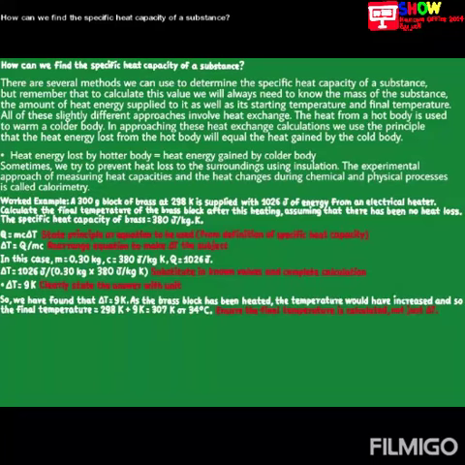Worked example: a 300-gram block of brass at 298 Kelvin is supplied with 1026 joules of energy from an electrical heater. Calculate the final temperature of the brass block after this heating, assuming that there has been no heat loss. The specific heat capacity of brass is 380 joules per kilogram Kelvin.